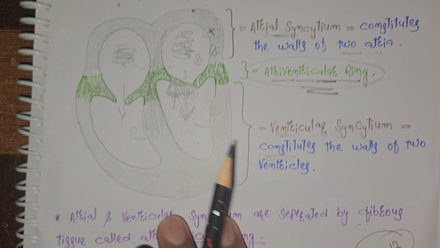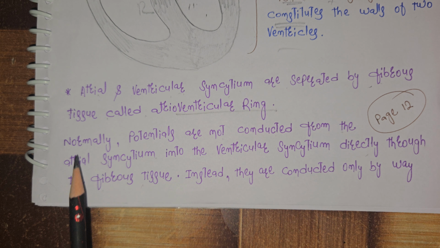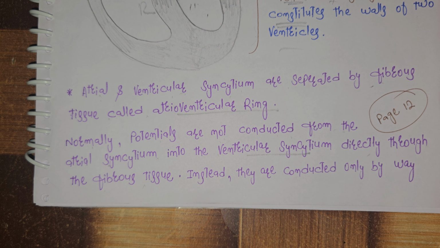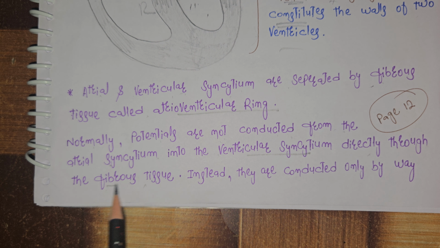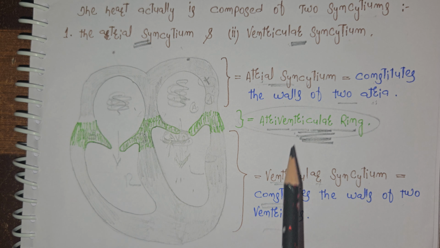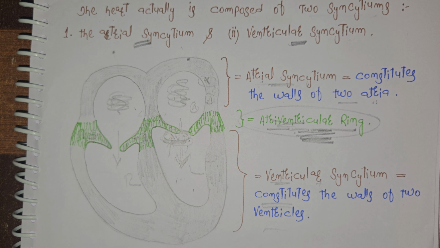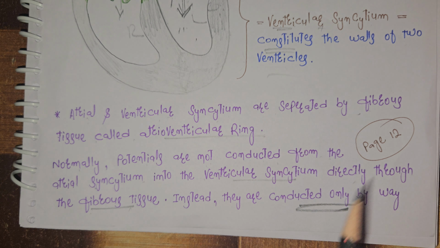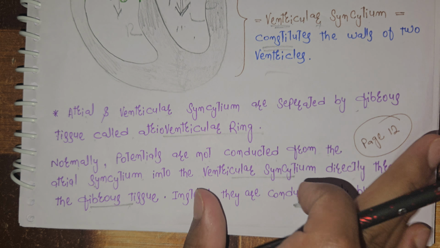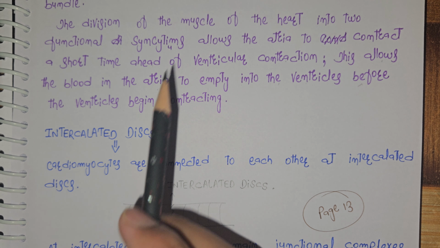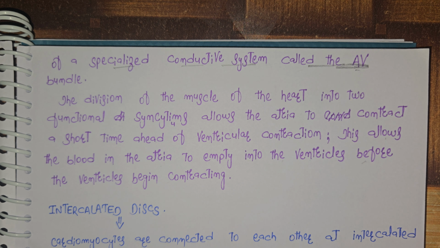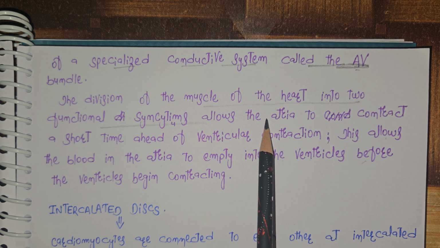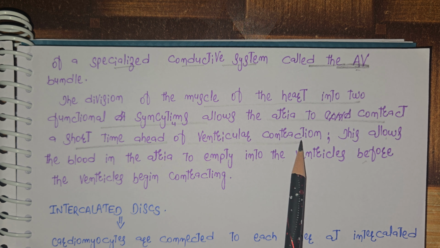Moving forward, normally potentials are not conducted from the atrial syncytium into the ventricular syncytium. Normally potentials do not conduct from atria to ventricles directly through the fibrous tissue. Through this fibrous tissue, impulses are not conducted. Instead, they are conducted only by a special connective tissue called the AV bundle. The division of the heart muscle into the two functional syncytiums allows the atria to contract a short time ahead of the ventricular contraction.